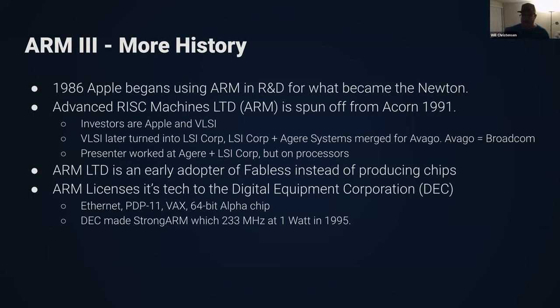And then StrongARM, the cool part about the StrongARM is that in 1995, it was almost impossible to get any chip above like 100 megahertz. Yet StrongARM was running at 233 megahertz and 1 watt.